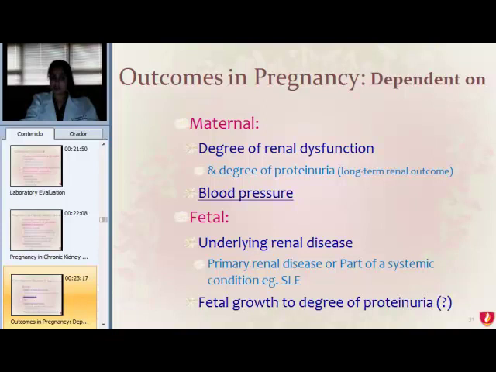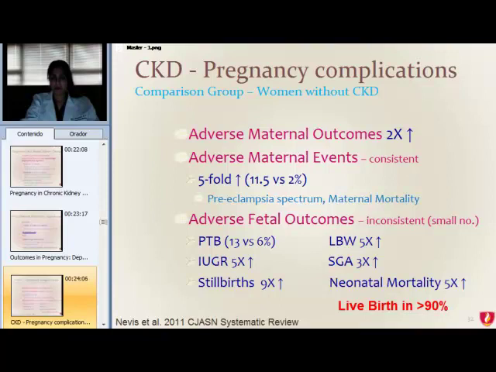So outcomes in pregnancy are affected by the degree of renal dysfunction, which is indirectly affected by the degree of proteinuria. But a major parameter is maternal blood pressure, and we'll discuss this more. The fetal outcome is also based, in addition to maternal parameters, on the underlying renal disease. If it's just a primary renal disease, this is not active anymore, compared to a systemic condition which can have continued insults. The degree of proteinuria affecting fetal growth is controversial and may just be related to the maternal nutritional status.